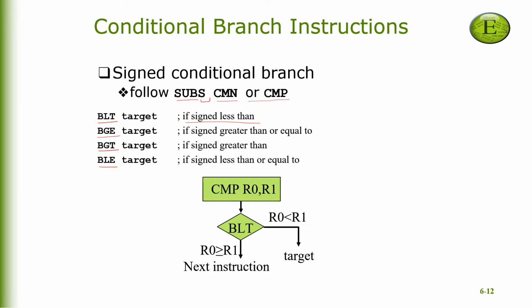An example over here is that if you perform a comparison between register R0 and R1, and if in the signed sense R0 is less than R1, go to the target instruction. Otherwise, just proceed to the next instruction. And it will be further clarified with the help of examples later.